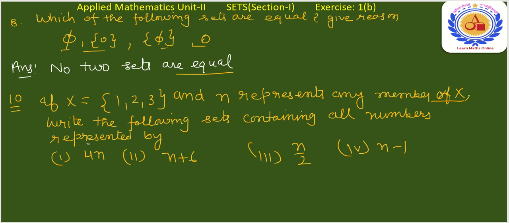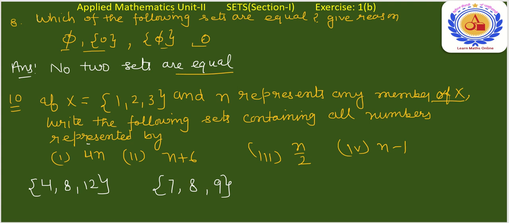क्या सेट आएगा? जब n को हम 1 लेते हैं तो क्या आएगा? एलिमेंट 4. n को 2 लेते हैं 8, n को 3 लेते हैं तो 12. In this way, when we put n is equal to 1, it will become 7. When n is equal to 2, 8. When n is equal to 3, 9. It will be a set containing elements 7, 8, 9.